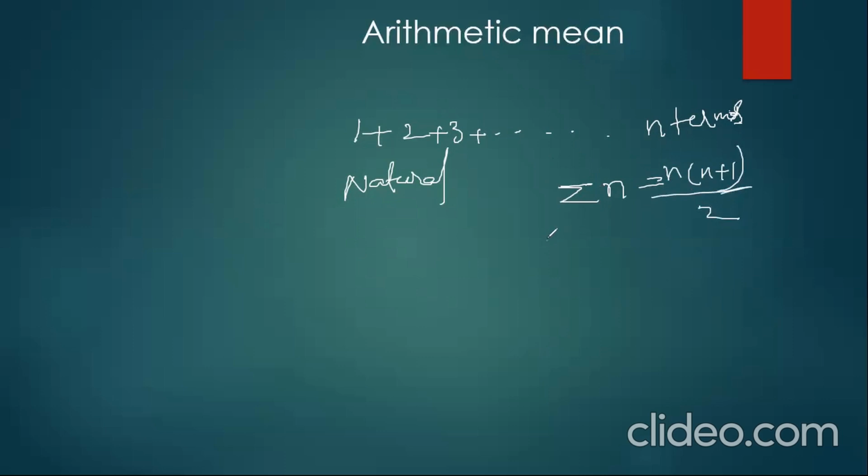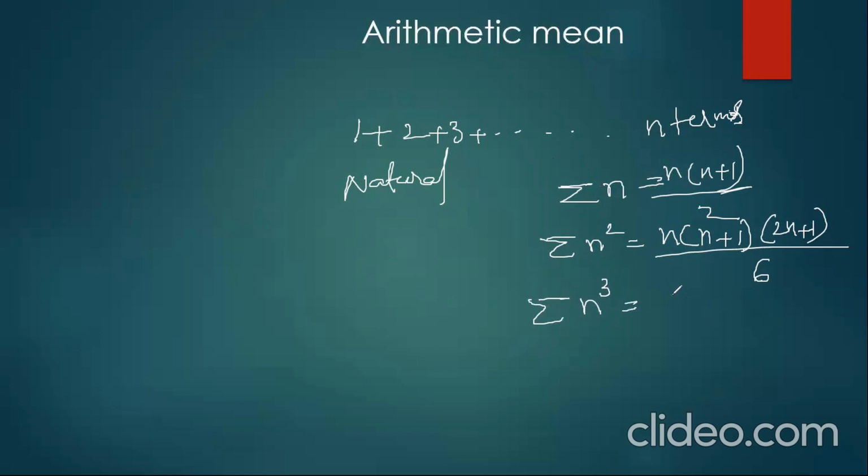In the same way, sigma n square is equal to n into (n plus 1) into (2n plus 1) by 6. Okay, next, sigma n cube is equal to sigma n whole square. Say sigma n square means, what is sigma n square? That means 1 square plus 2 square plus 3 square. If you take this kind of series like this, then what will be the sigma n square? n into (n plus 1) into (2n plus 1) by 6.